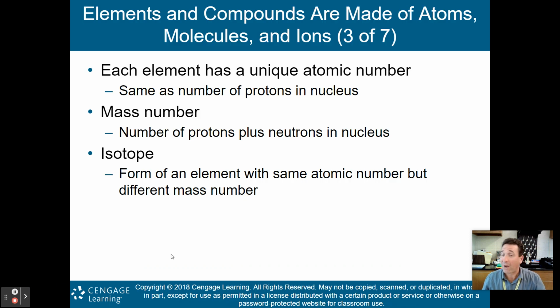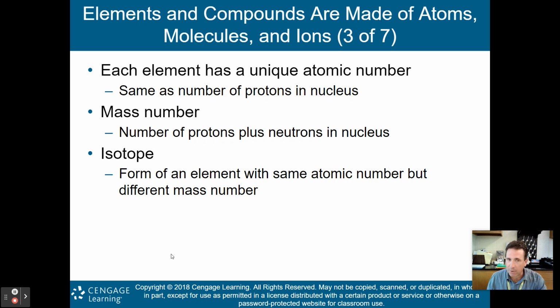What I just gave you was that element's atomic number, right? So carbon's atomic number is 6. Hydrogen's atomic number is 1, right? Helium's atomic number is 2. So basically, each element has that unique number, and that's the number of protons and electrons in that element, right? So same as the number of protons in the nucleus.